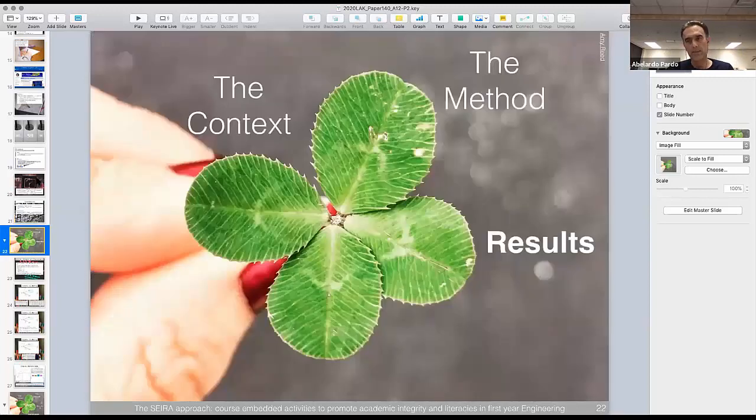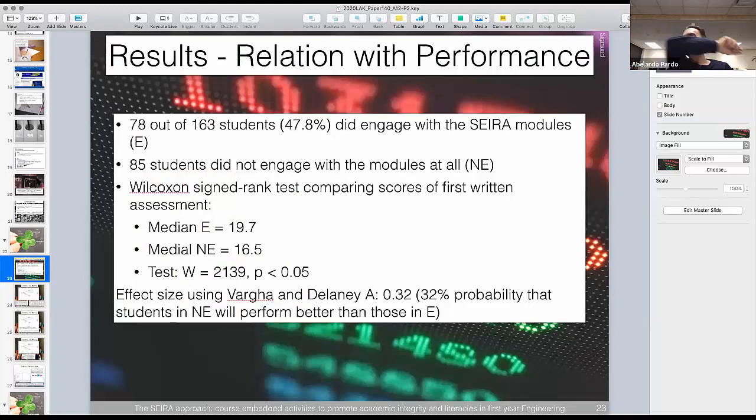Okay, let's move very quickly over to the results. The first one, the relation with performance. I forgot to mention that, but you probably already figured this out. The students were given the resources. They were part of the conventional activities, and we let the students choose if they wanted to engage or not. So the first element we studied was the percentage of engagement.